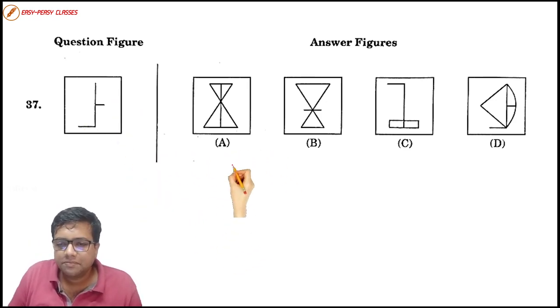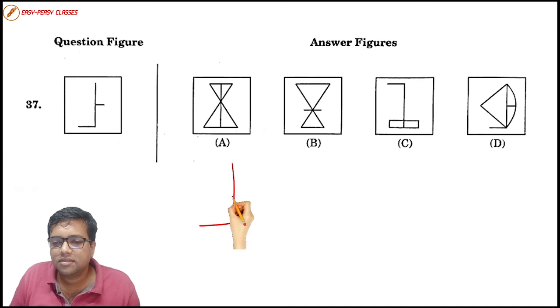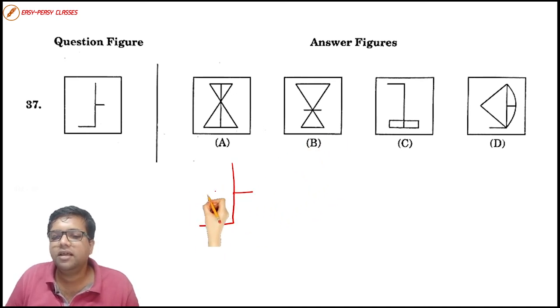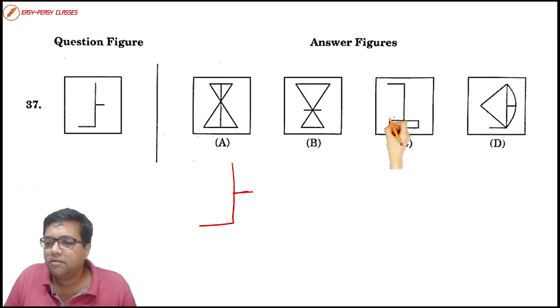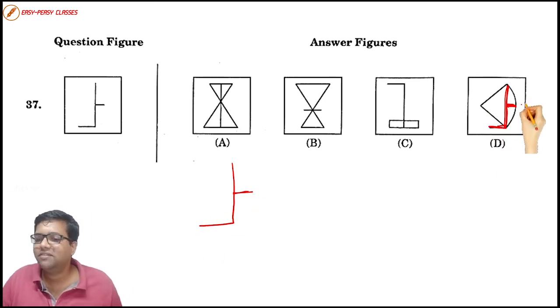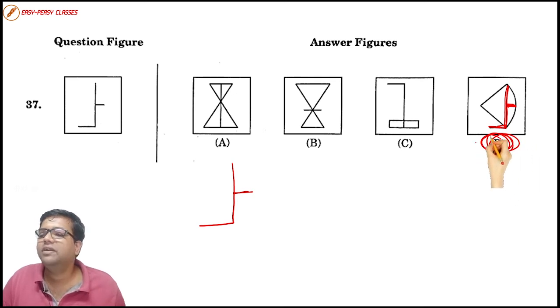Look at the figure. The figure is somewhat like this. An inverted L, a mirror imaged L with a line attached to it. Do we have anywhere an inverted L and attached line? Do we have it? We have it. We have it where? We have it in option number D.